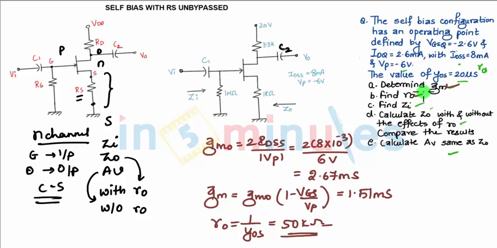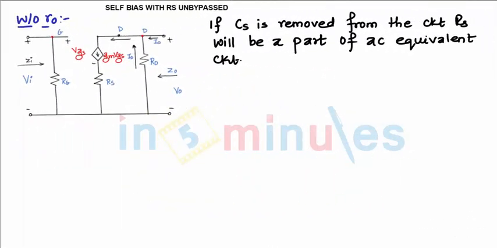Now to begin with the AC equivalent circuit. What we do for AC equivalent circuit, we remove all the capacitors from the circuit. So these capacitors will go, and the modeling of the JFET. So this is the circuit without considering the output resistance, small RO. If CS is removed from the circuit, RS will be a part of the AC equivalent circuit. Now in this you can see RS is shown in the AC equivalent circuit. As you know, ZI input impedance, ZO output impedance, then input voltage, output voltage, everything is shown.